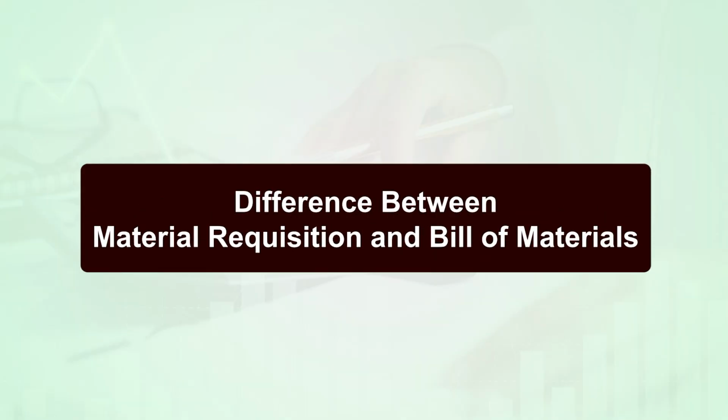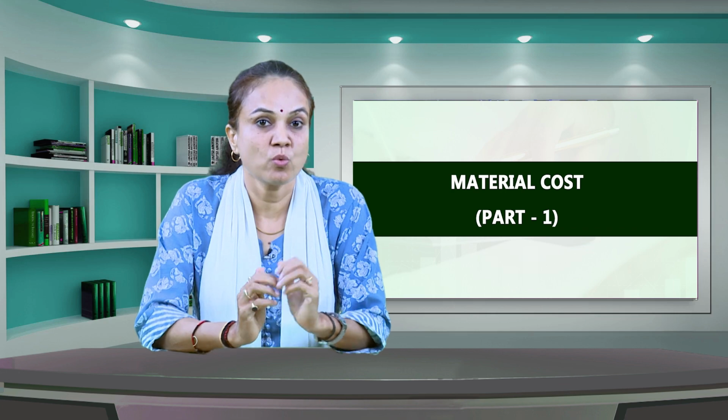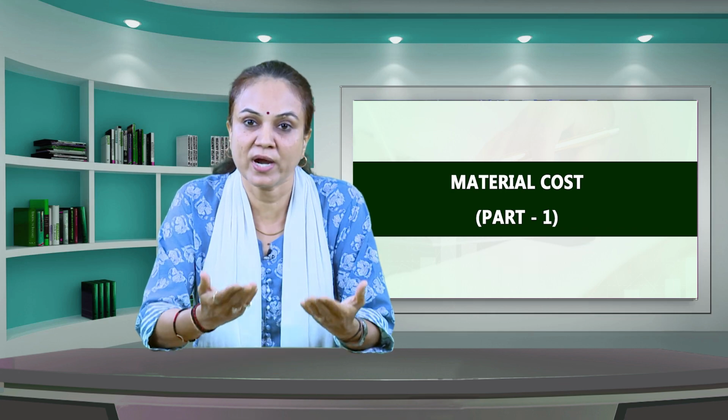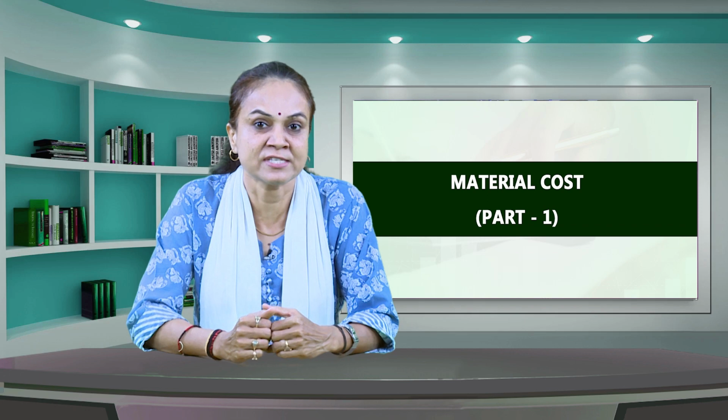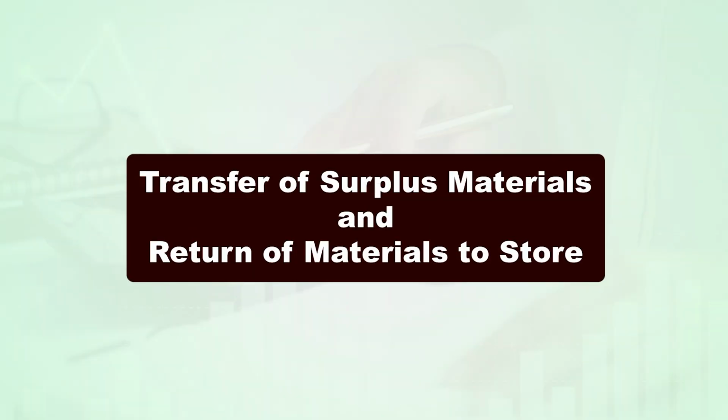Let us understand the basic difference between material requisition and bill of materials. Material requisition is prepared when a single or few items of materials are required, whereas a bill of material is prepared when all the materials required for a particular job are required. Now, let's discuss transfer of surplus materials and return of materials to the store.